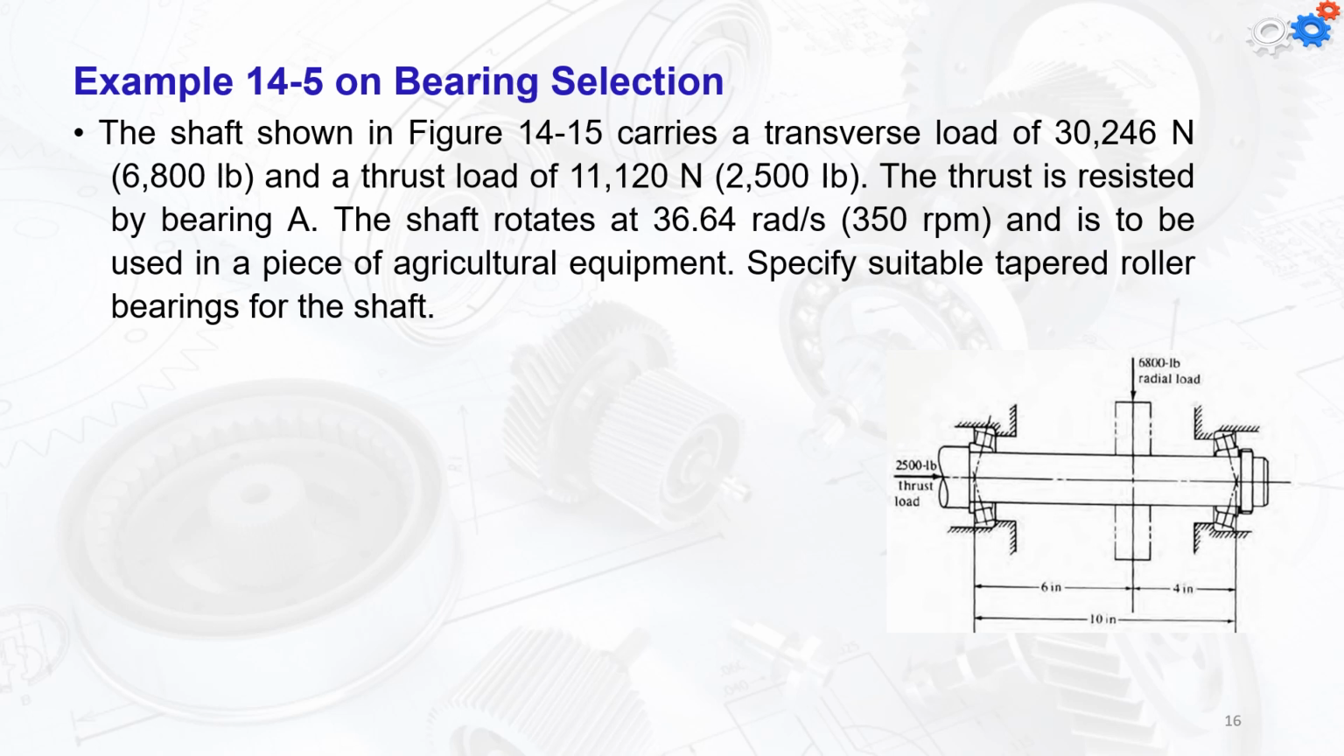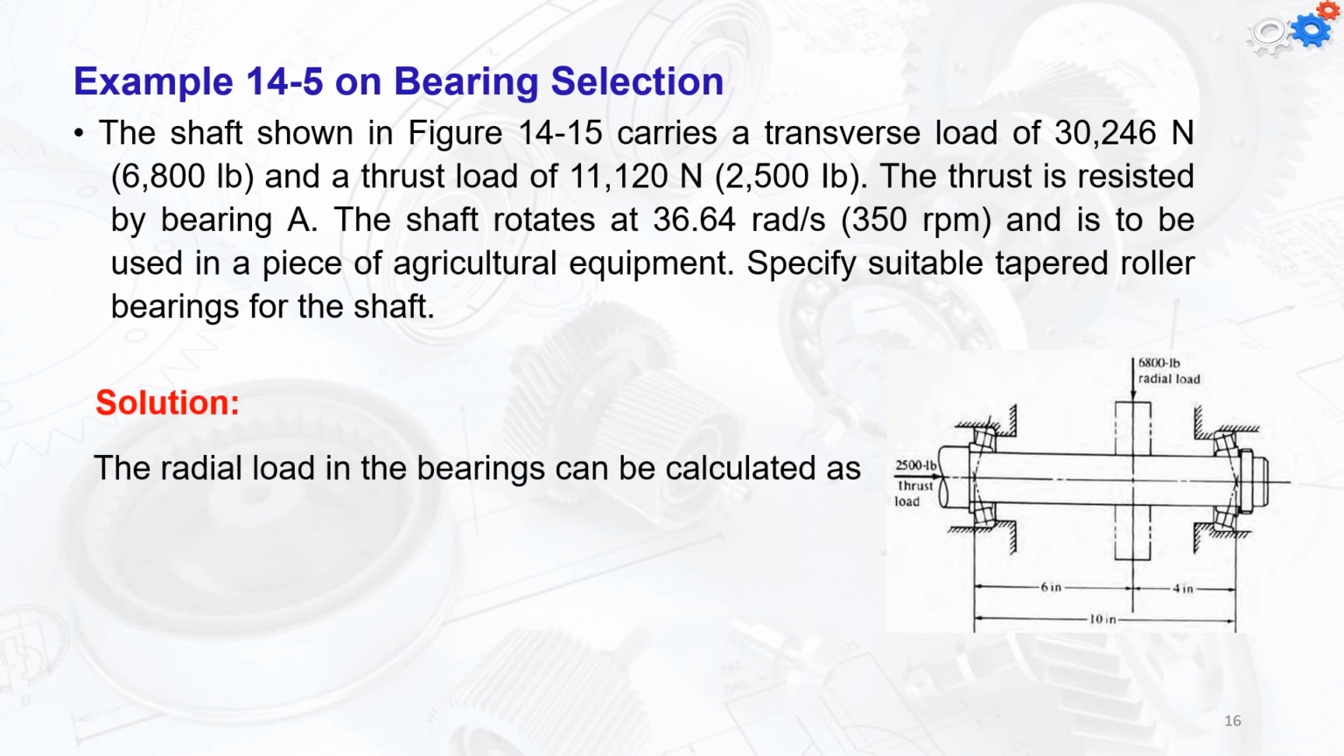In example 14.5, we're going to do the selection procedure for the tapered roller bearing. For a shaft that's shown in figure 14.15 that carries a transverse load of 30,246 Newton and a thrust load of 11,120 Newton, the thrust is resisted by the bearing A, and the shaft rotates at 36.64 radian per second and is to be used for a piece of agricultural equipment. We need to specify the suitable tapered roller bearing for this shaft.